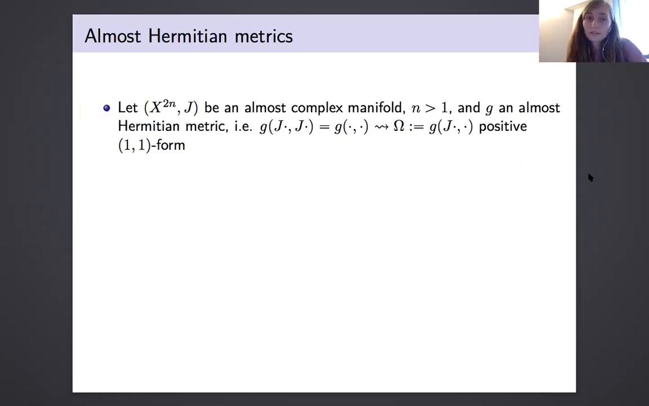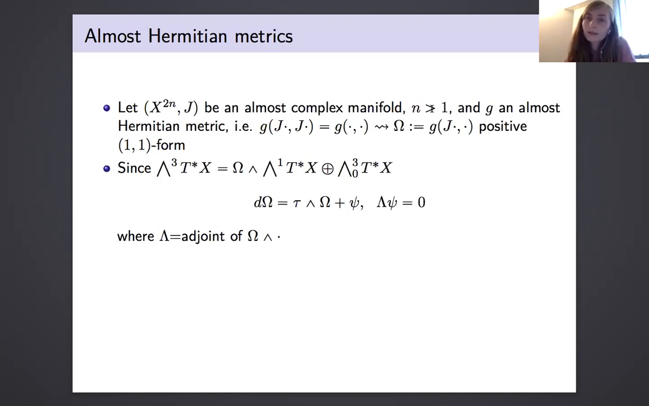So the context we are in is the following. (X, J) denotes an almost complex manifold, which is connected and of real dimension bigger than 2. And g is a metric which is compatible with the almost complex structure. So this automatically defines a positive (1,1)-form ω via this formula. And for the rest of the talk, I will just call ω a metric and completely identify it with g.